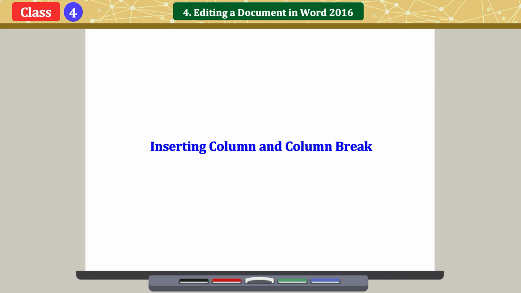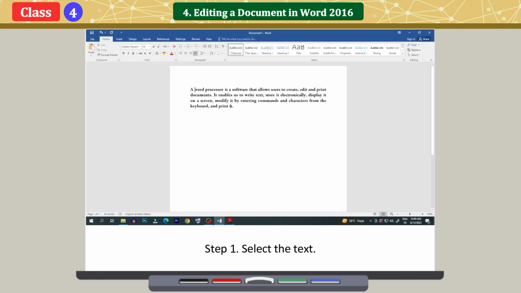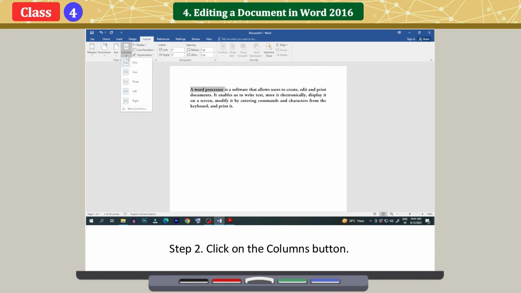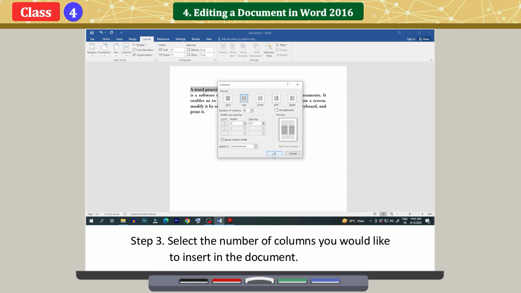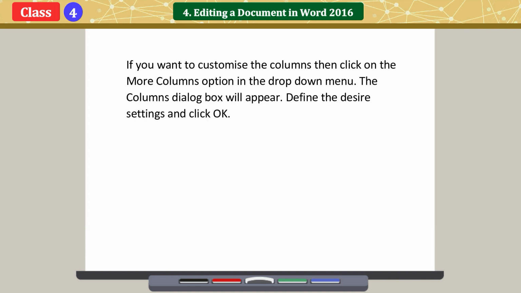Page Formatting. Inserting column. Select the text. Click on the Columns button. A drop-down menu displays the choices of columns. Select the number of columns you would like to insert in the document. If you want to customize the columns, then click on the More Columns option in the drop-down menu. The Columns dialog box will appear. Define the desired settings and click OK.